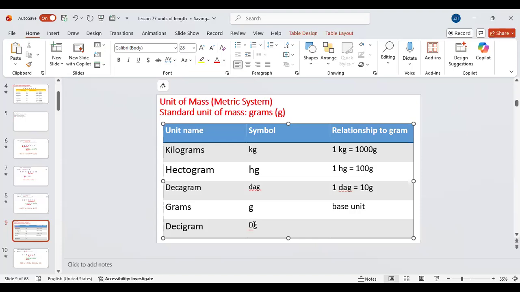All right, so we have DG. And then what is the relationship to grams? 0.1. Very good. So 1 DG, or 1 decigram, is equal to 0.1 grams. So basically it's a pattern, right? We have 1,000, we have 100, we have 10, we have 1, we have 0.1, and obviously you're going to go lower.